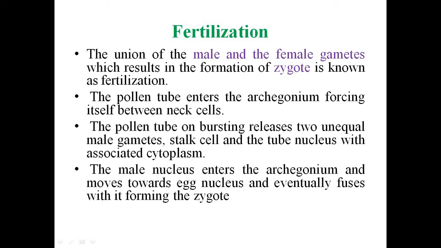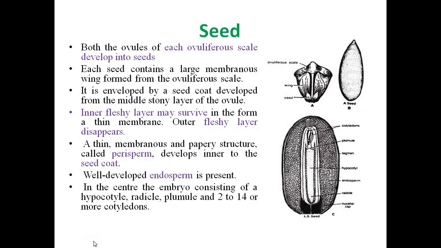Union of the male and female gametes results in the formation of a zygote. The pollen tube enters the archegonium, forcing itself between the neck cells, and each pollen tube bears two unequal male gametes. Each male gamete is with a stalk cell and the tube nucleus associated with the cytoplasm, and the male nucleus enters into the archegonium, moves toward the egg nucleus and forms the zygote. The zygote divides and redivides, and develops into the seed.